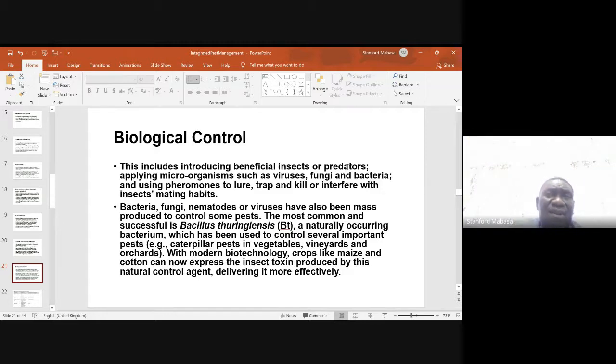Now, with the modern technology, crops like maize and cotton can now express the insect toxin produced by this natural control agent. And this can actually control pests. So you can make cotton and maize produce toxins to kill insect pests.